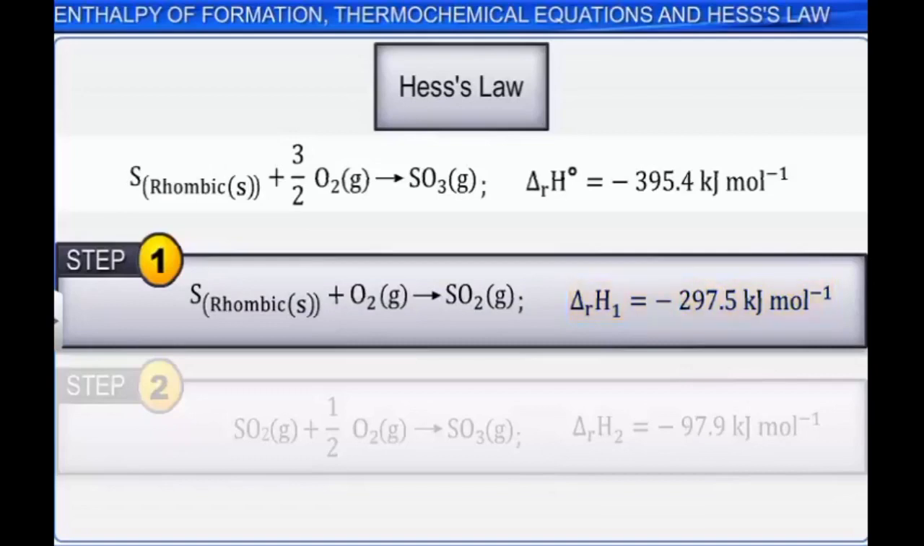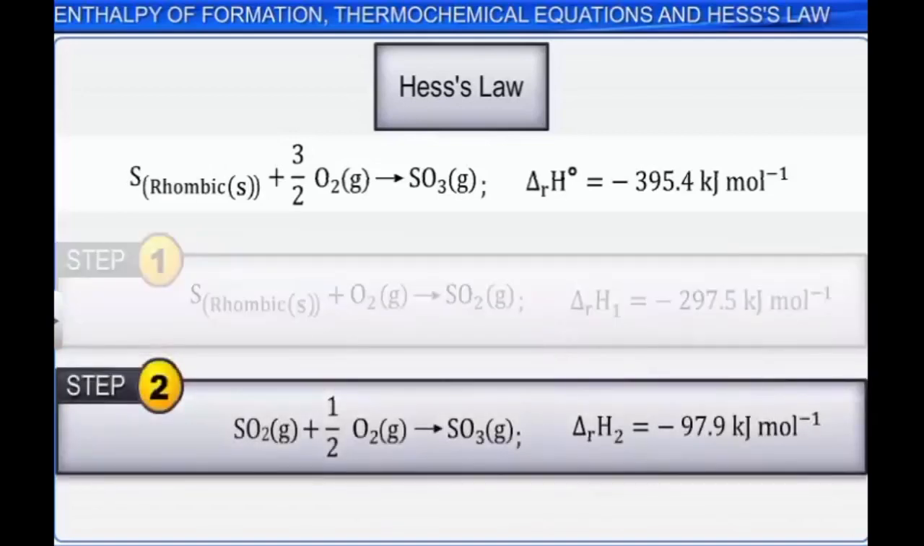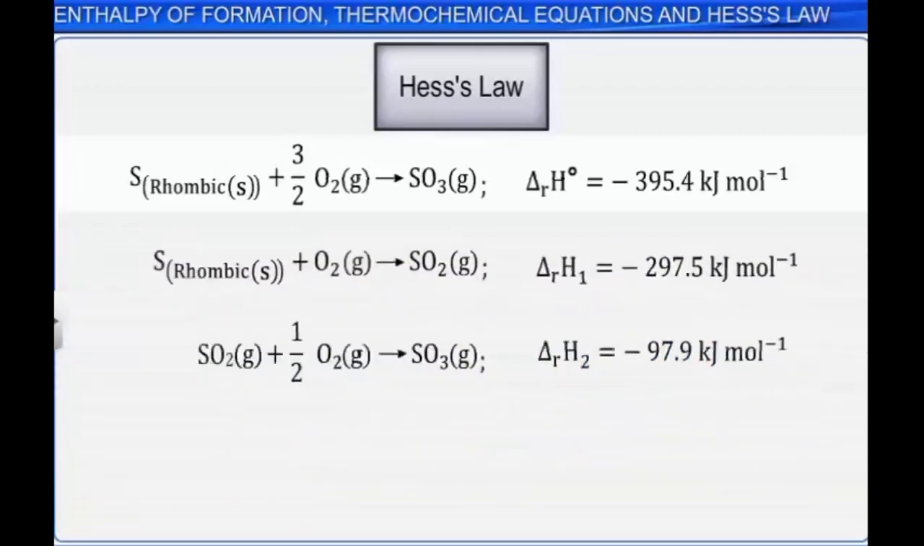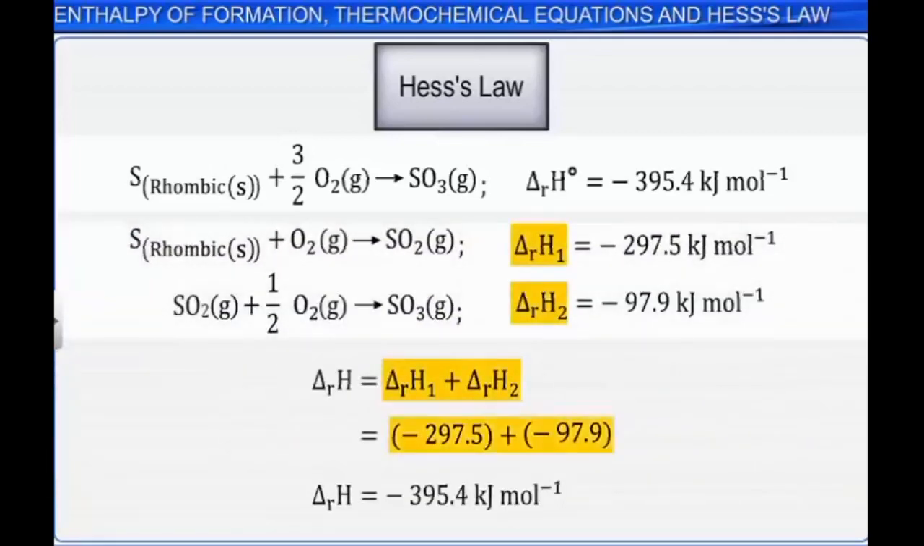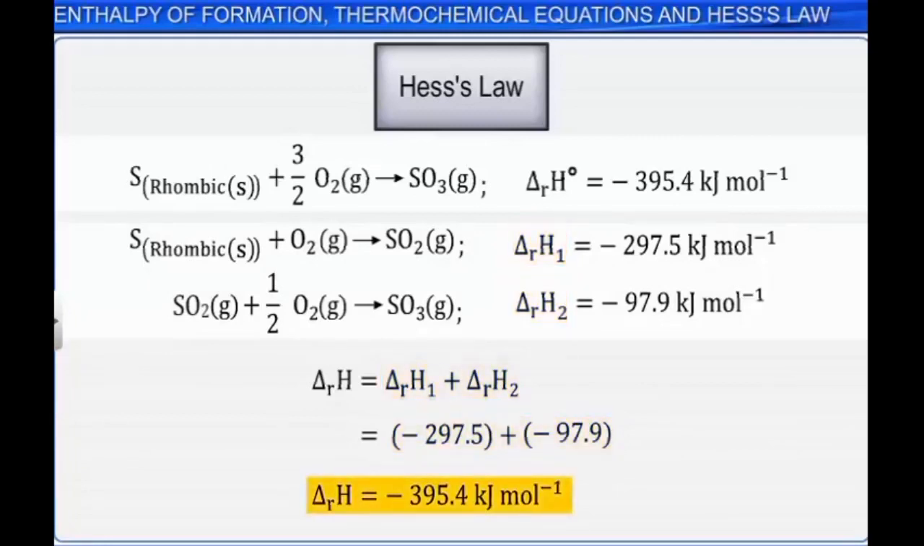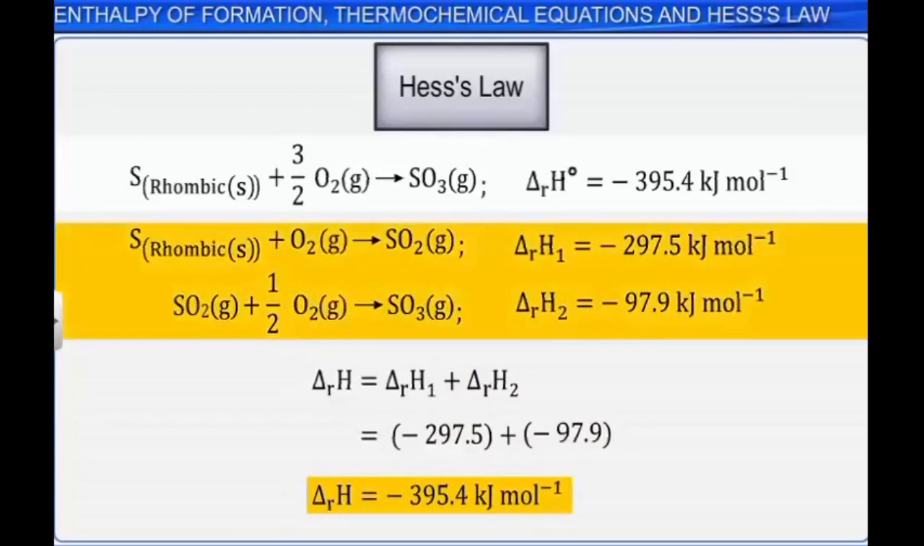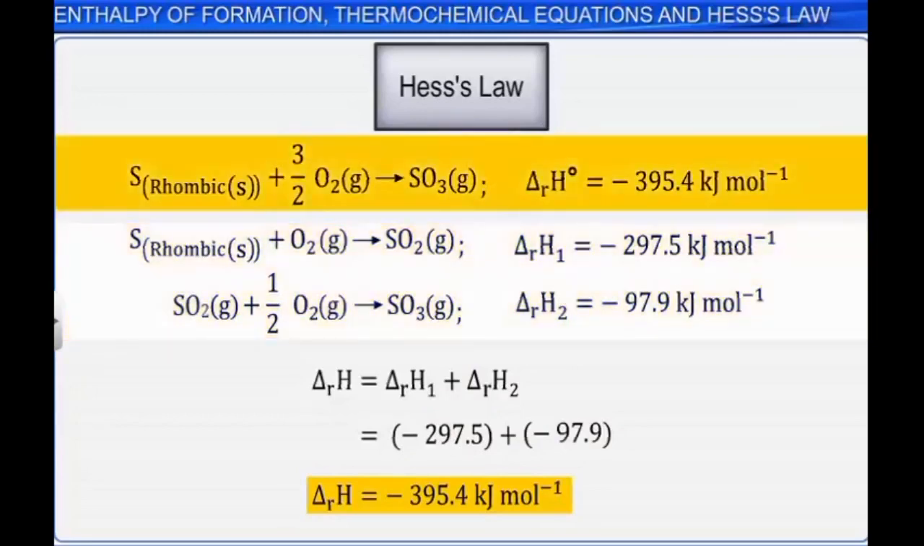In the second step, sulfur dioxide reacts with oxygen to form sulfur trioxide. The heat evolved during the chemical equation is minus 97.9 kilojoules per mole. If we add the heat evolved from both steps, we get minus 395.4 kilojoules per mole. Note that the amount of heat evolved through the two steps is the same as the amount of heat evolved in one step, thus proving Hess's law.